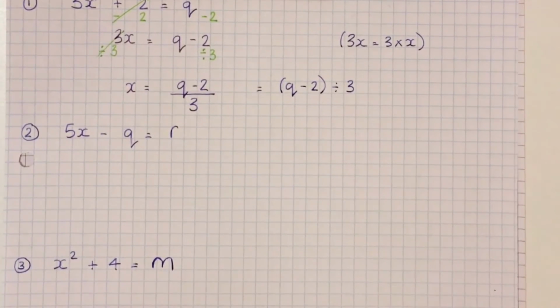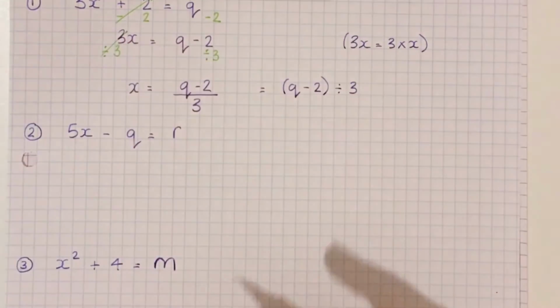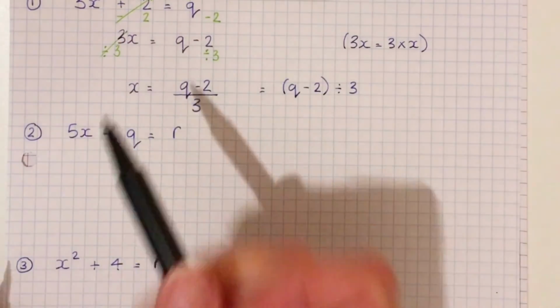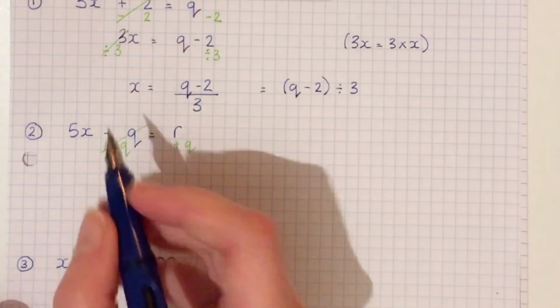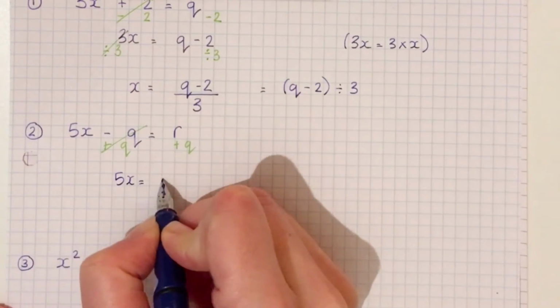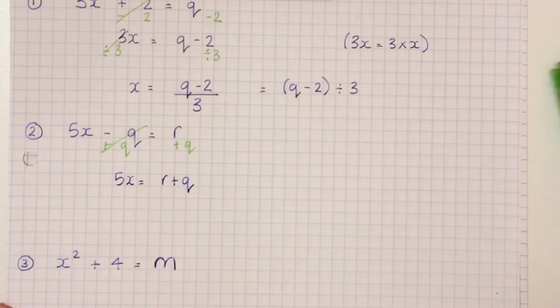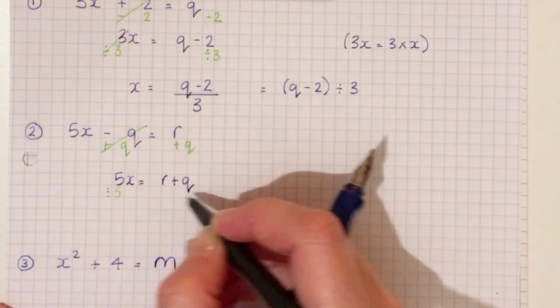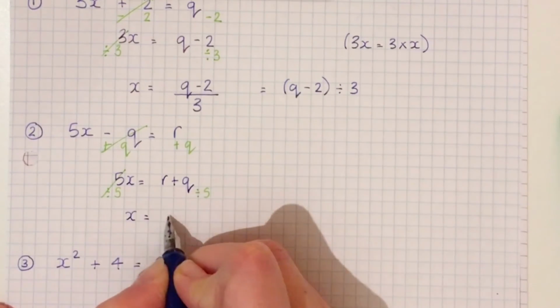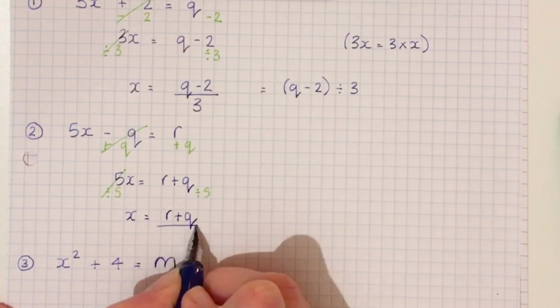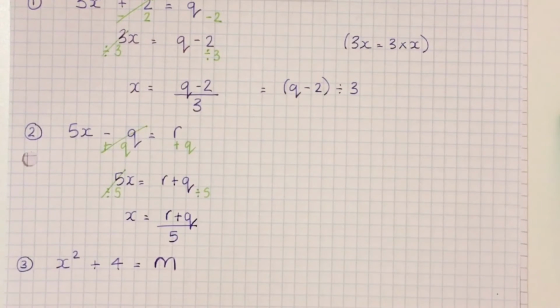The next one I've got is 5x minus q equals r. This one's similar to the last one, except I don't have a number, so I'm going to whiz through this one. I've got plus q on each side for that part to disappear. So 5x equals r plus q. Then I'm going to divide each side by 5 to get rid of the 5. So I'm left with x equals r plus q all divided by 5. It's exactly the same really, except we don't have a number.